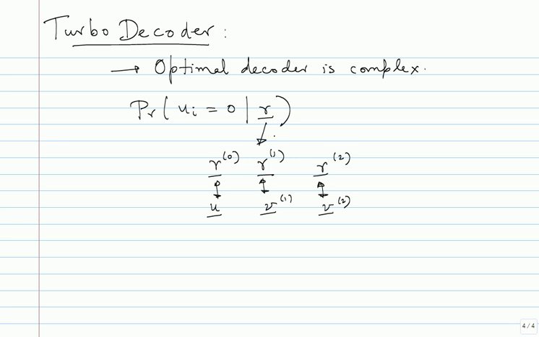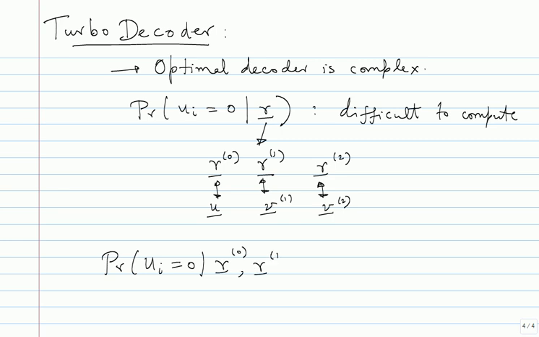But suppose I throw away the conditioning on R2. Suppose I only want to compute these a posteriori probabilities conditioned on R0 and R1. Can I do that? Yeah, you already know you have the bitwise MAP decoder which is going to work, right? So I can do that. So what you do is you try to compute the probability that U_i is 0 given R0, R1. Maybe we'll call this L1_i.